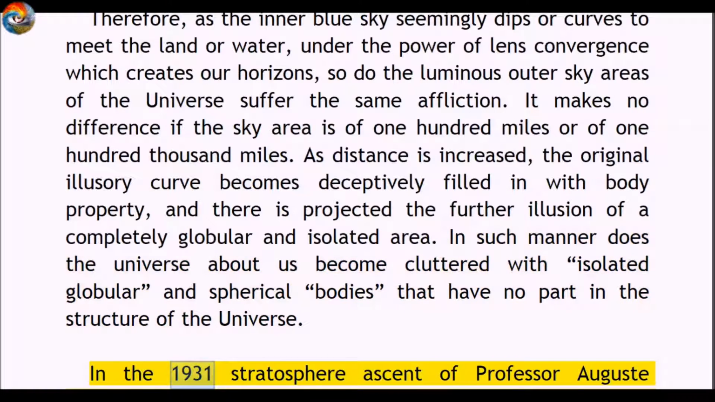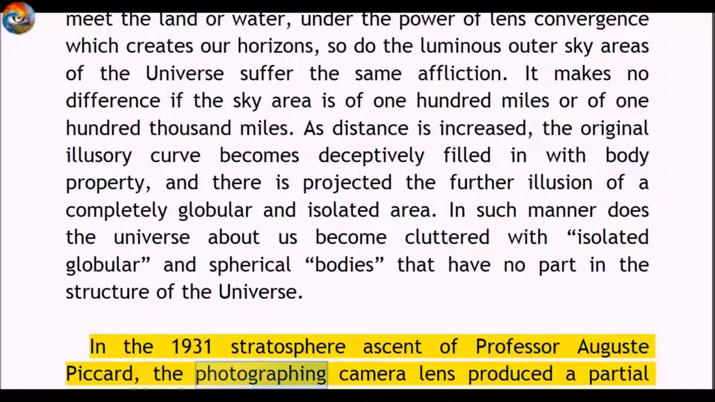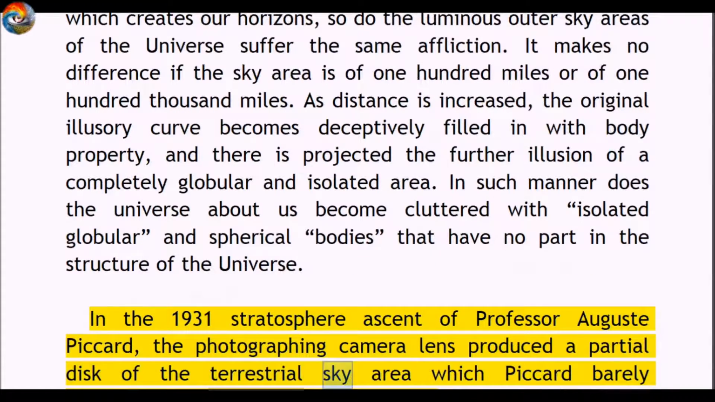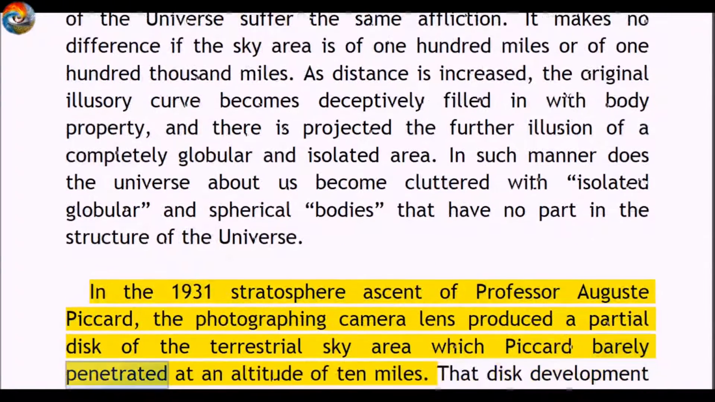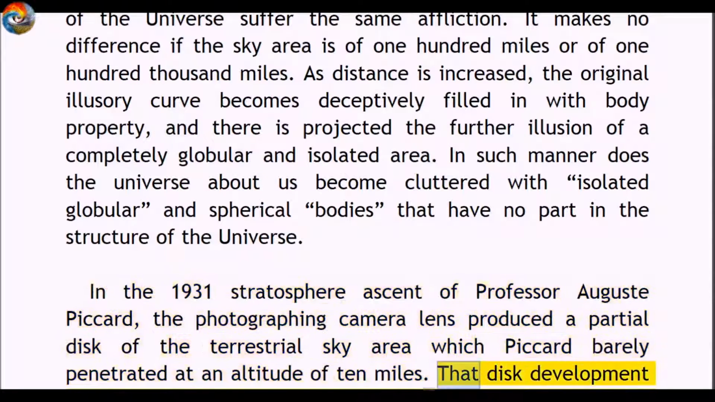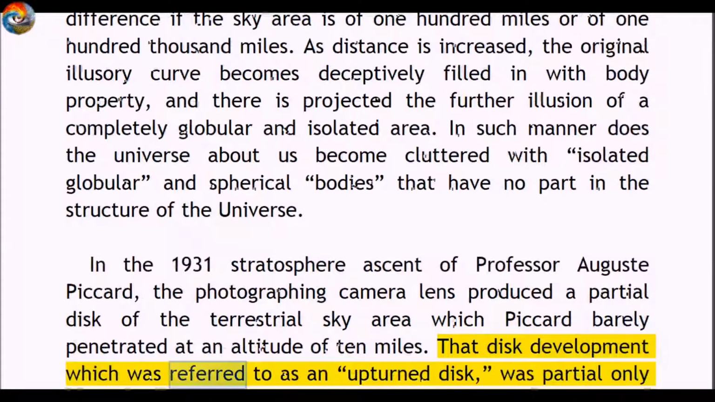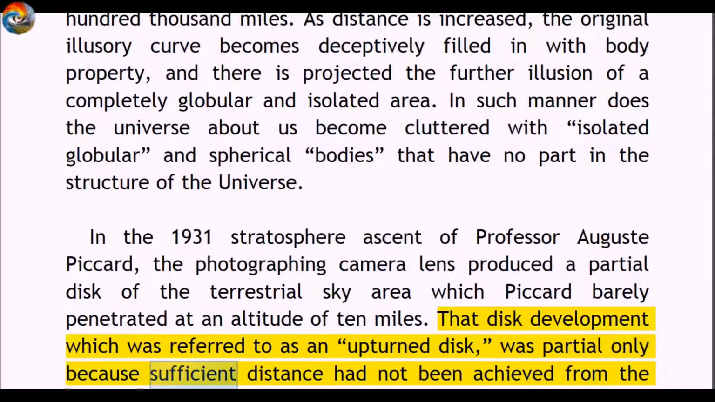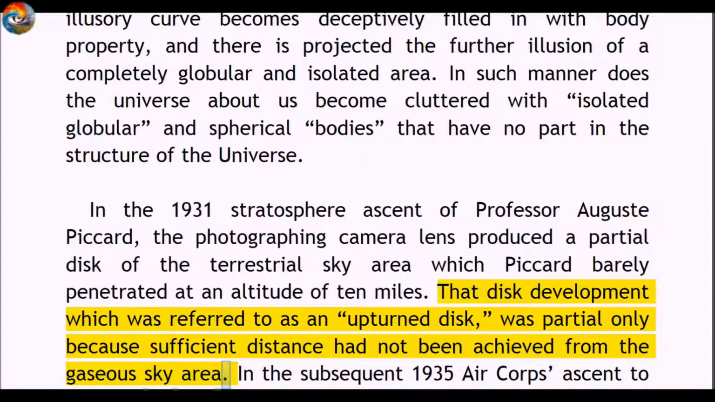In the 1931 Stratosphere ascent of Professor Auguste Piccard, the photographing camera lens produced a partial disk of the terrestrial sky area, which Piccard barely penetrated at an altitude of 10 miles. That disk development, which was referred to as an optic disk, was partial only because sufficient distance had not been achieved from the gaseous sky area.